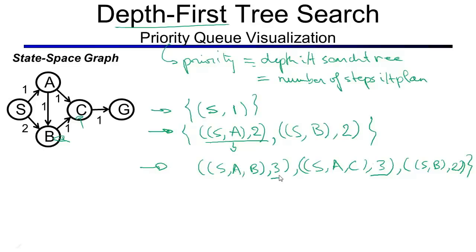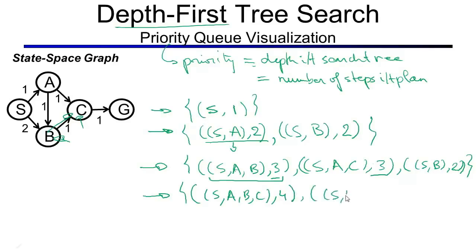It's the 3s here. Alphabetical tie breaking makes us go with this one first. B has only one successor, C, so we have SABC. This has a priority of 4. The other two, SAC with priority of 3, and SB with priority of 2. Next one to expand, well, the one with the highest priority here is SABC with priority of 4.